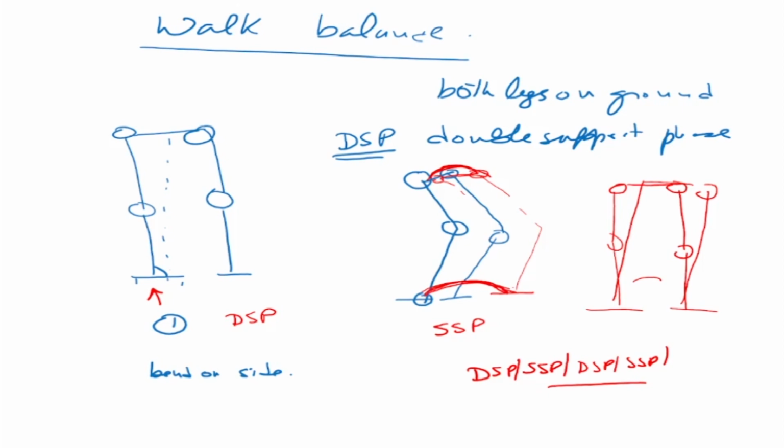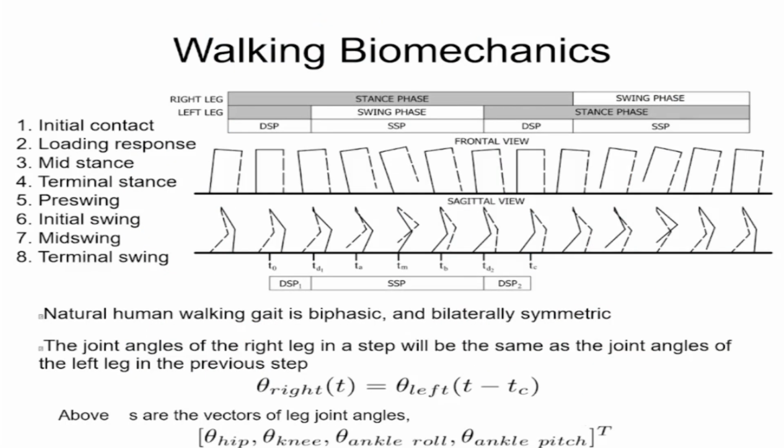And when it is in the double support phase and it is bent, the rear leg comes forward and becomes a single support phase. That's how the body moves forward. So when we look at the gait diagram or the walking biomechanics, there are different phases. First is the double support phase. Now in the double support phase, what is happening?